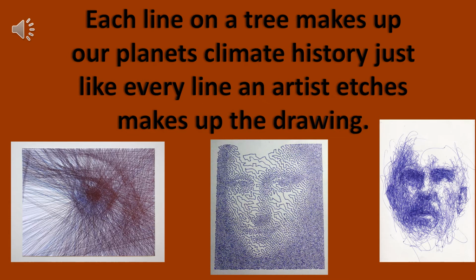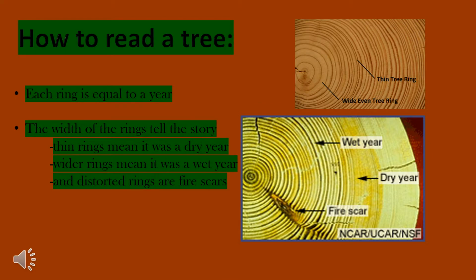How to read a tree. Each ring on a tree is equal to a year of growth. The width of the rings are what tell the real story. Thin rings mean it was a dry year because there is less growth activity. Wider rings mean a wet year because it was able to thrive and grow more. Distorted rings, like the one in the bottom picture, are a fire scar, meaning there was a forest fire.